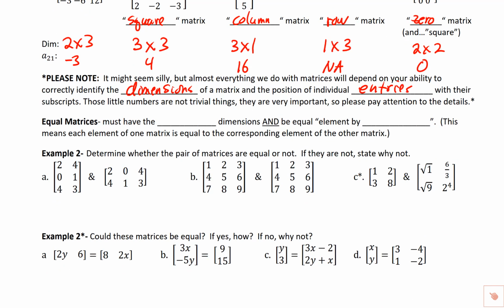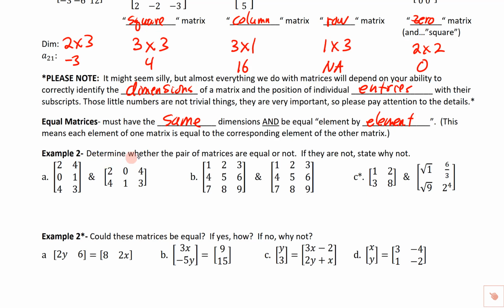If we have equal matrices, they've got to have the same dimensions. So you've got to make sure they have the same dimensions first, and they've got to be equal element by element. When we say element by element, what we mean is we're going to check the corresponding entry of one matrix against the corresponding entry of the other one. And if those aren't equal, then there's no way that we've got equal matrices.